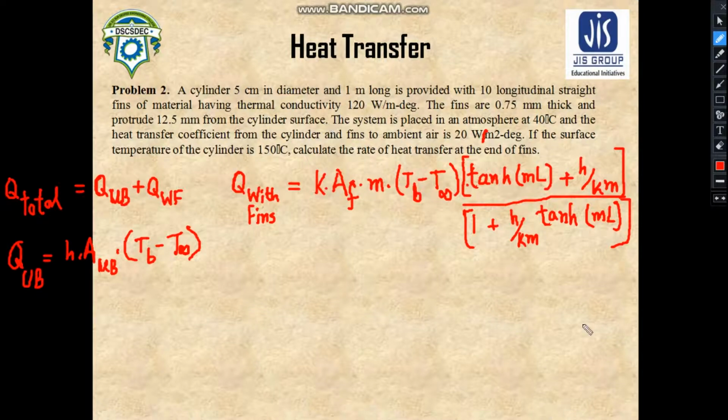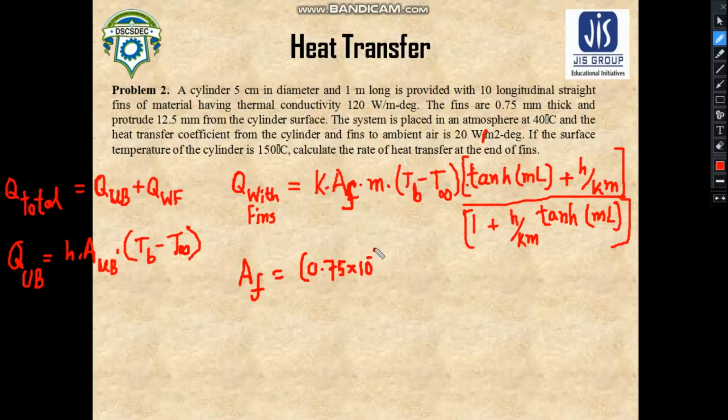So we will find out these individual data and go on with the calculations. Let us start with k. This thermal conductivity is already known to us. So let us find the area of the fin. How can we find it? If you remember the previous problem, it becomes very easy. You need to multiply the length of the fin and the thickness of the fin. So 0.75, but the unit is in millimeter, so you need to multiply it by 10 to the power minus 3.